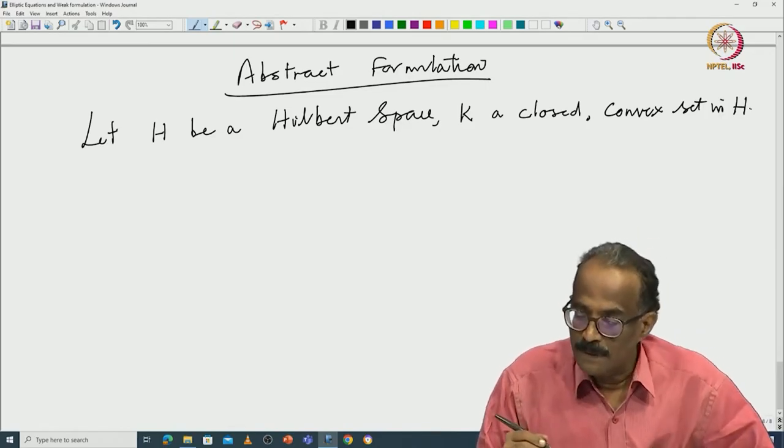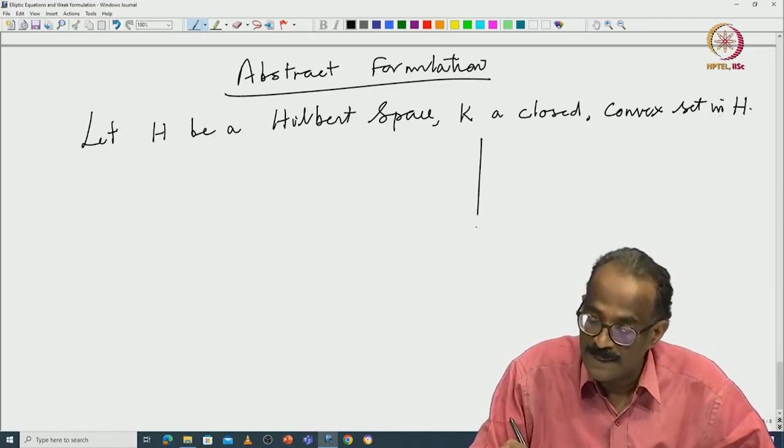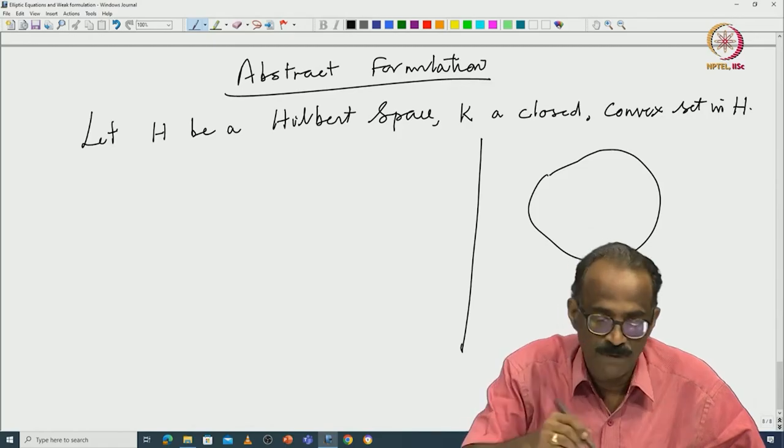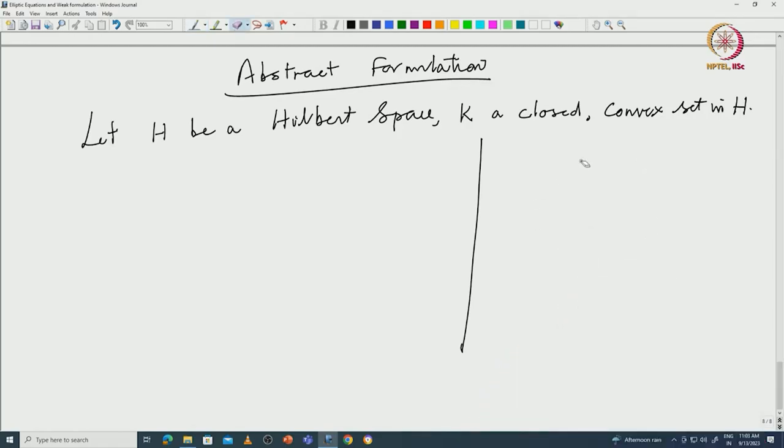And then what I am going to say, the theorem essentially tells you, suppose you have a closed convex set here, it has to be a convex set. The best picture is the circle. This is your K and the whole thing is your H, and you have your point here. The abstract theorem tells you that there is a closest point, which can be characterized. That means any other point Z will be farther than this one.